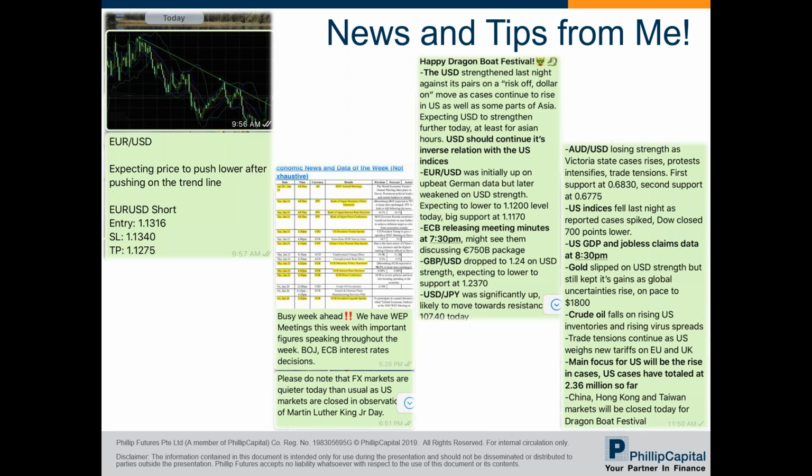You can just take a quick glance, maybe focusing on, let's say, the US index. US index fell last night as reported. Cases spiked. Dow Jones closed 700 points lower. Also highlighting the important US data that is coming up for the day. A little bit on the gold and crude oil as well. So it's specific to what most of my clients are trading and the most popular ones.